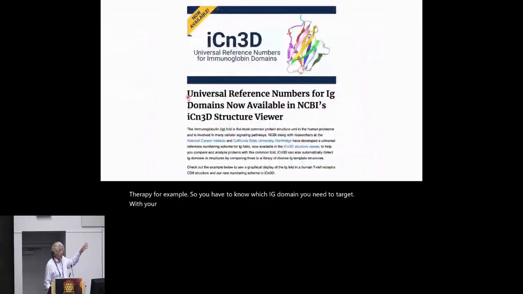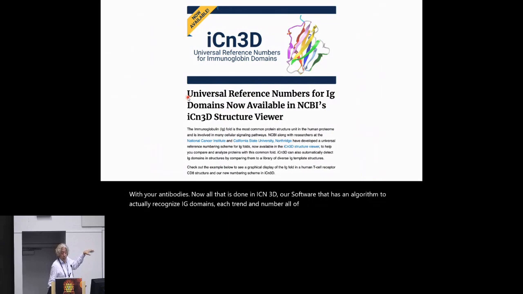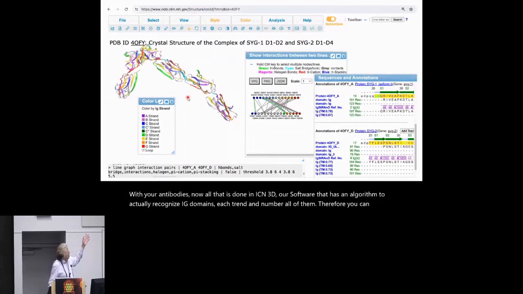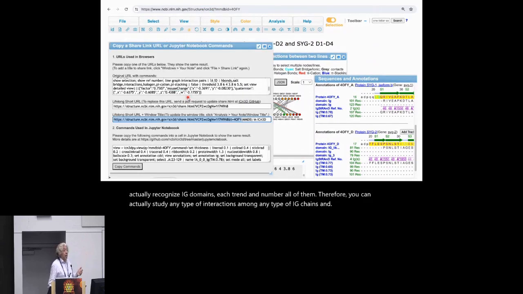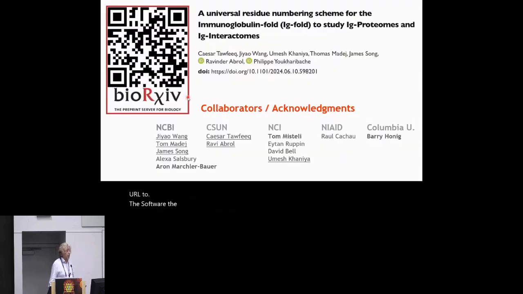Now, all that is done in iCn3D, our software that has an algorithm to actually recognize IG domains, each strand, and number all of them. Therefore, you can actually study any type of interactions among any type of IG chains, and you can compare them and so forth. And then once you've done that, you can actually exchange this information through a URL that will just give the person you send that URL to the software, the analysis, the visualization.